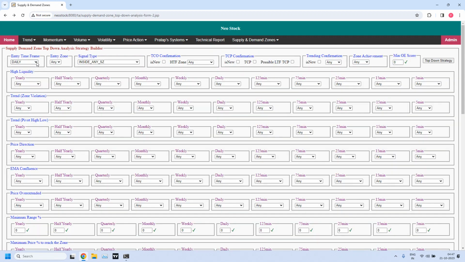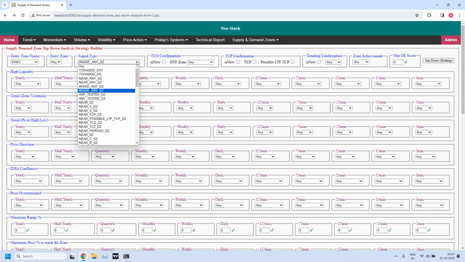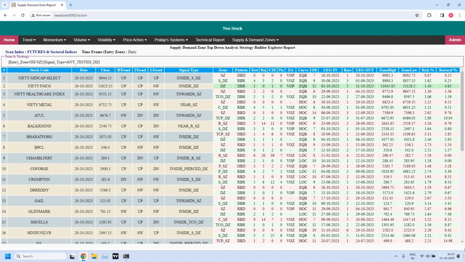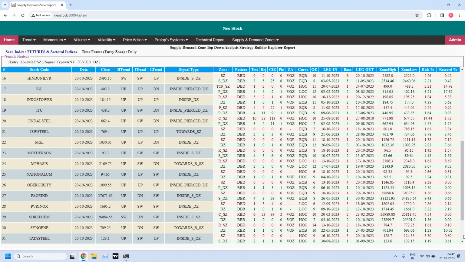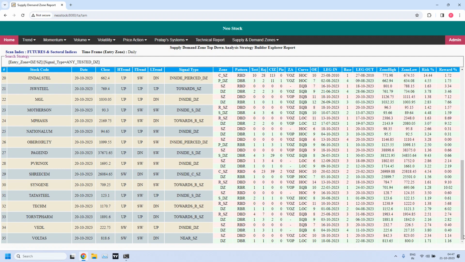Let's go back. Let's find the tested zones. Entry time frame is daily. Let us find the stocks that tested the daily demand zones. So this is the filtered list. So a total of 35 stocks tested the daily demand zones.